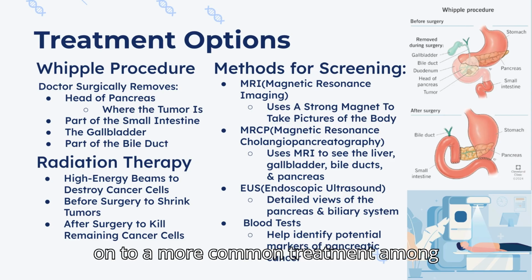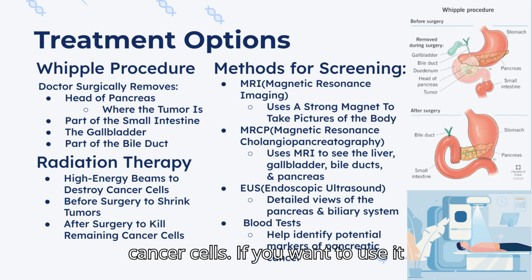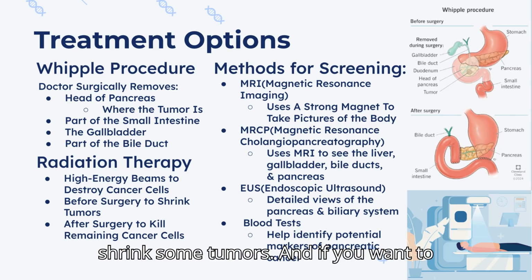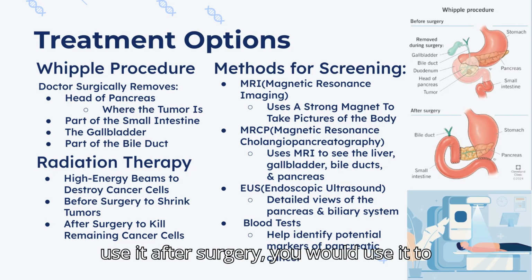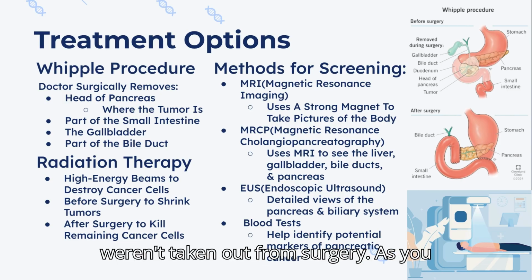Next, we move on to a more common treatment among cancers, radiation therapy. Radiation therapy uses high energy beams to destroy cancer cells. If you want to use it before surgery, you would use it to shrink some tumors. And if you want to use it after surgery, you would use it to kill any remaining cancer cells that weren't taken out from surgery.